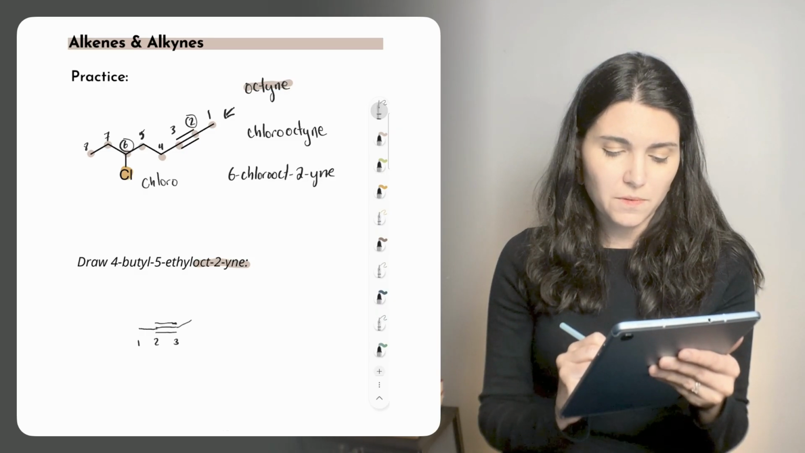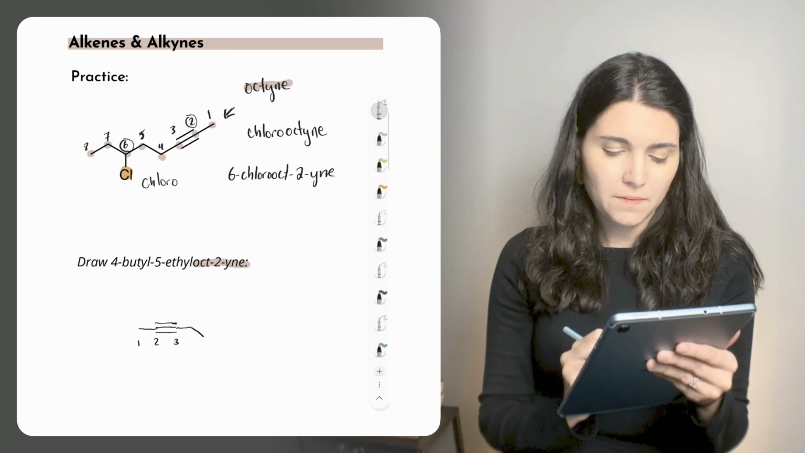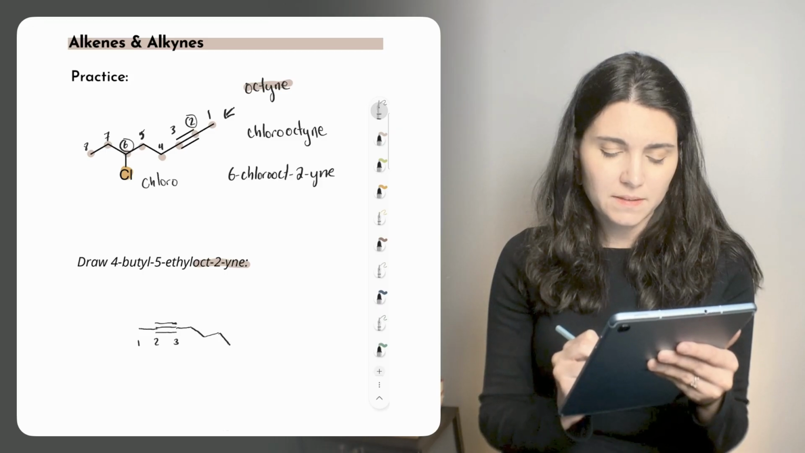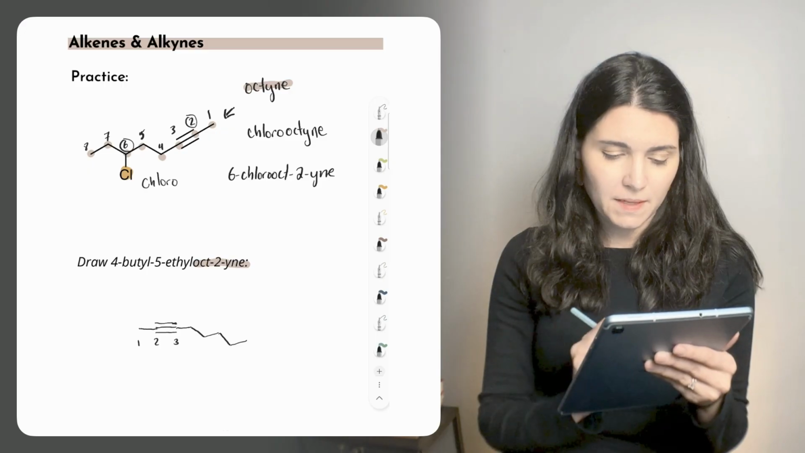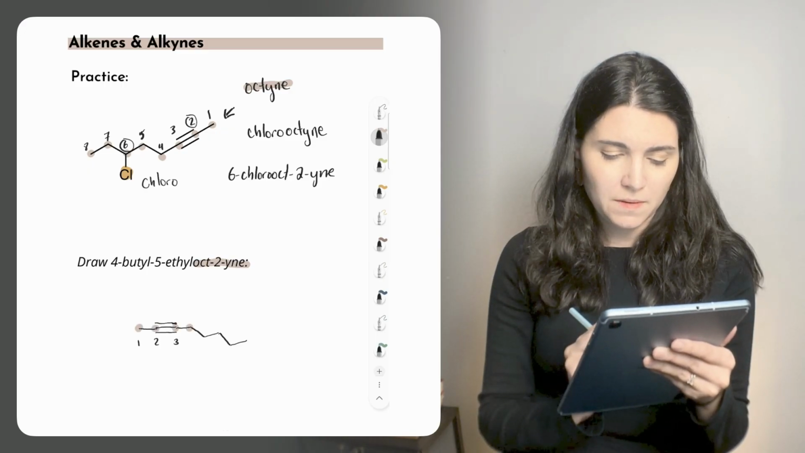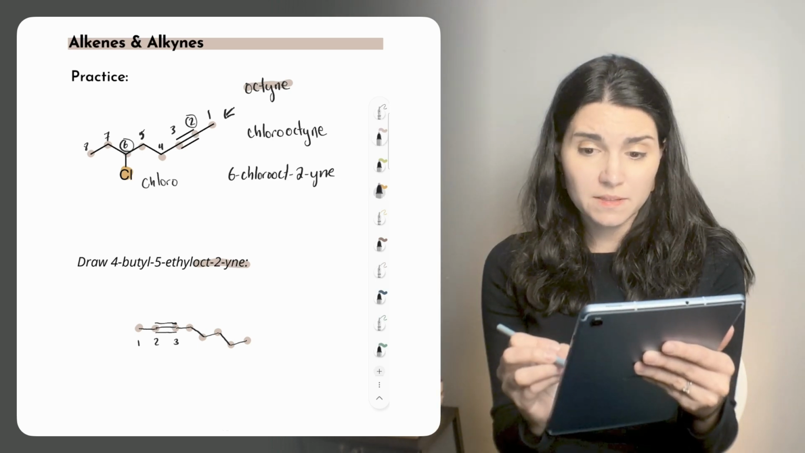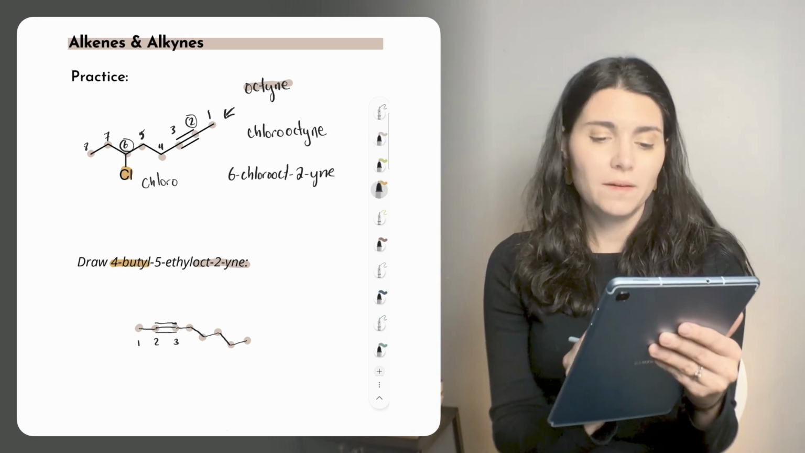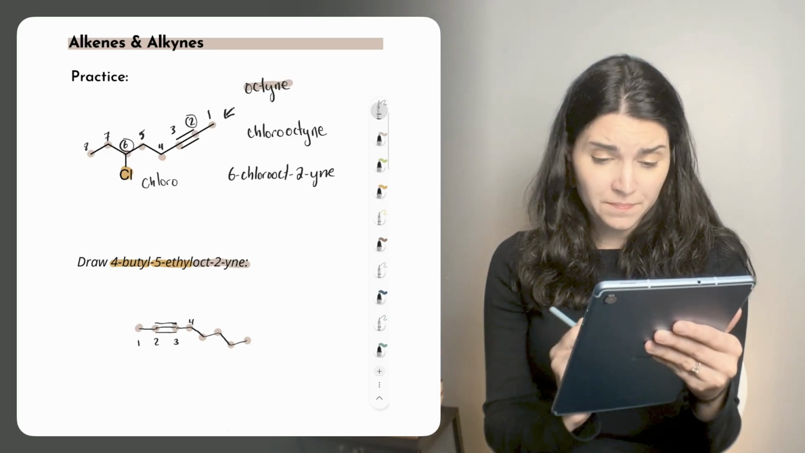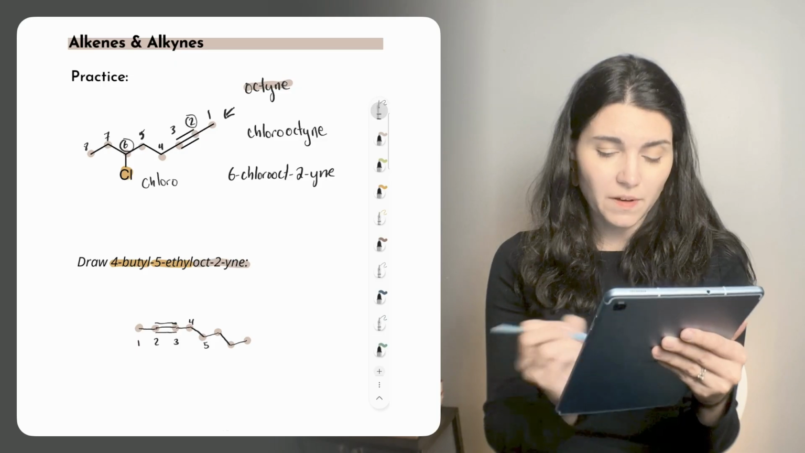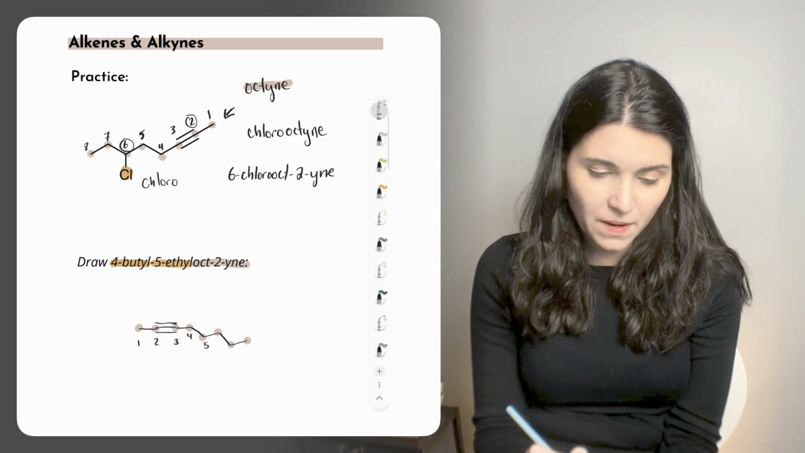So we'll just draw 4, 5, 6, 7, 8. I'll just highlight those for you. 8 carbons. Now our substituents are a butyl group on carbon 4 and an ethyl group on carbon 5. This would be carbon 4 here, and this is carbon 5. I'm just going to move this 4 below so I can draw the butyl group.